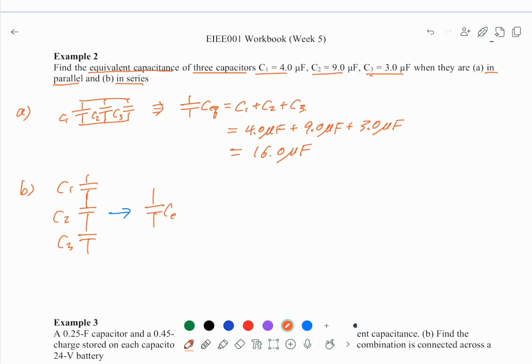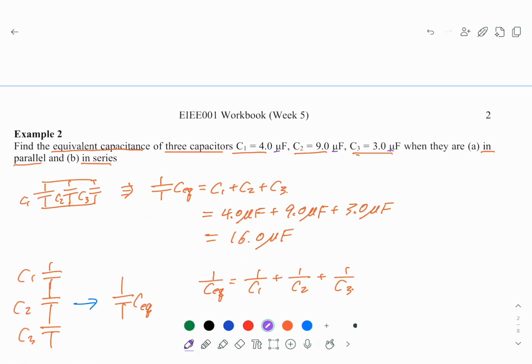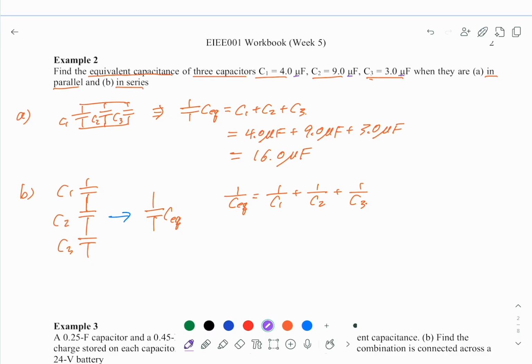We call the C equivalent. In this case, you must use the reciprocal relationship. It means you first write down 1 over C equivalent equal to 1 over C1 plus 1 over C2 plus 1 over C3. Now again, because all these 3 capacitors have capacitance in microfarad, we can drop this one.